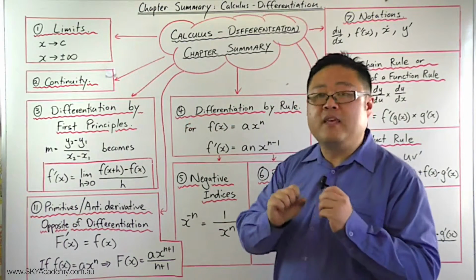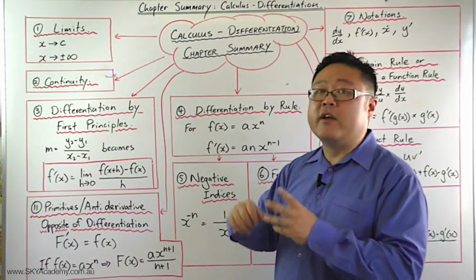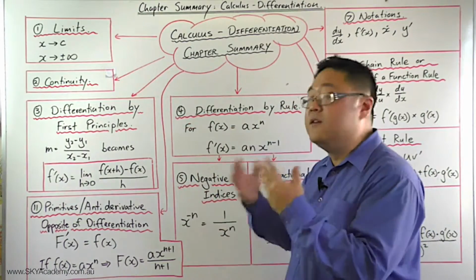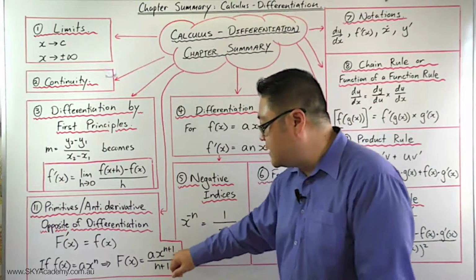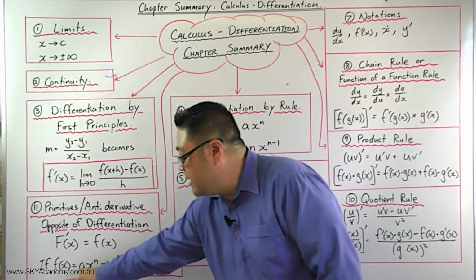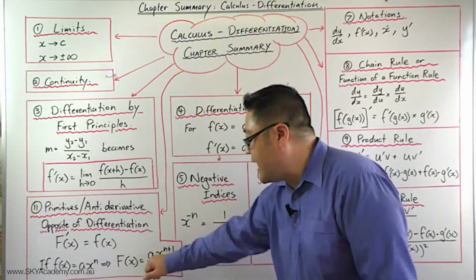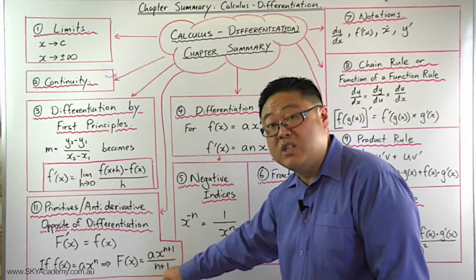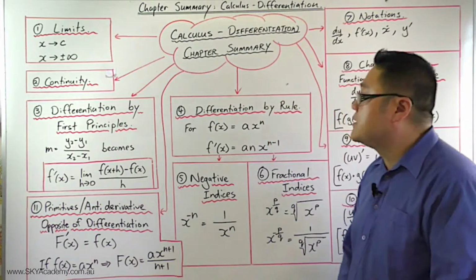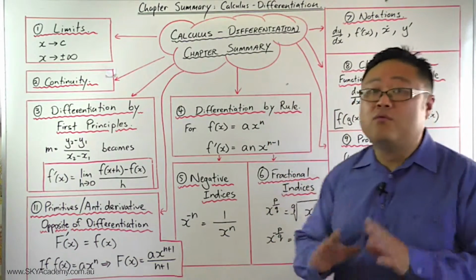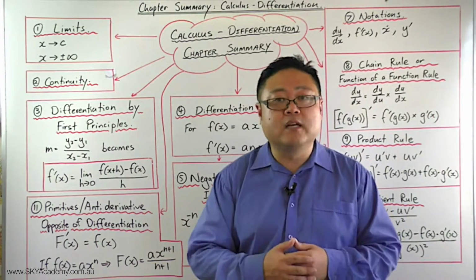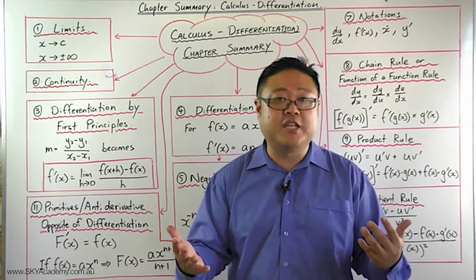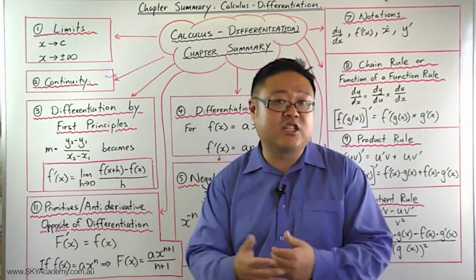Instead of multiplying by the old power, when you find the antiderivative, you divide by the new power. So basically a times x to the power of n becomes a times x to the power of n plus 1 all over n plus 1, which is your new power. So that is a really good summary of the chapter on differentiation, the introduction to calculus.